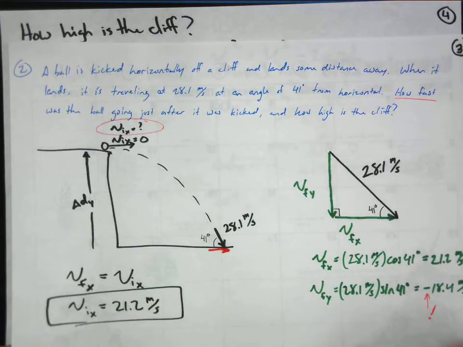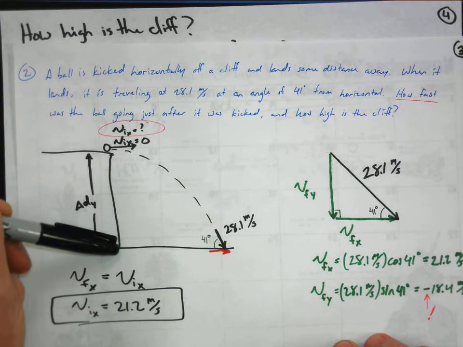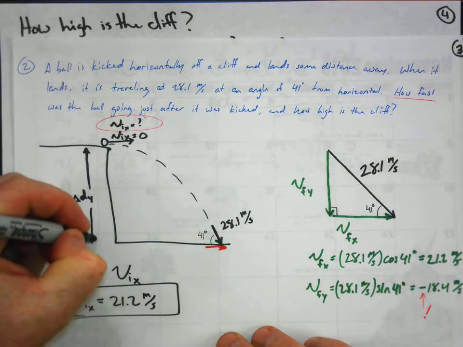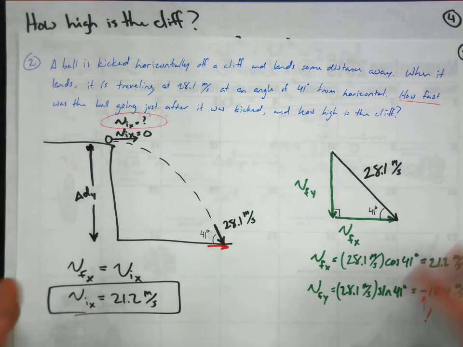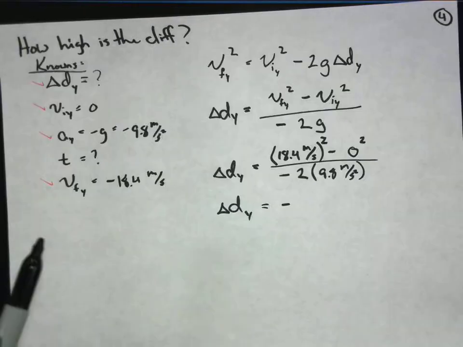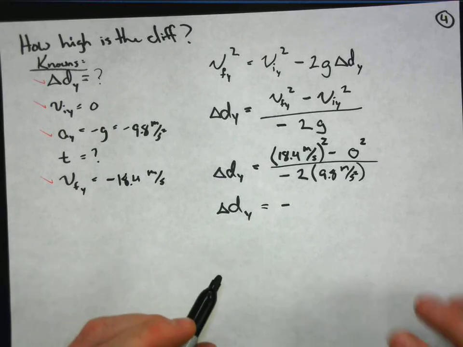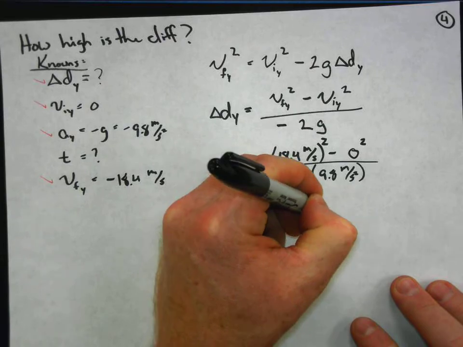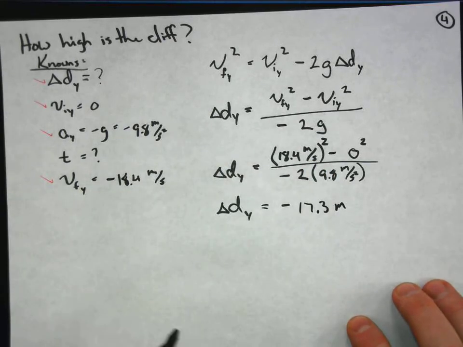The ball gets kicked off the cliff, and it's going to fall vertically a certain distance, and it's going downward. I actually drew this arrow in the wrong way. Erase, erase. So I need to get a negative value for my displacement in the y direction. And the value that I get, turns out, is negative 17.3 meters.